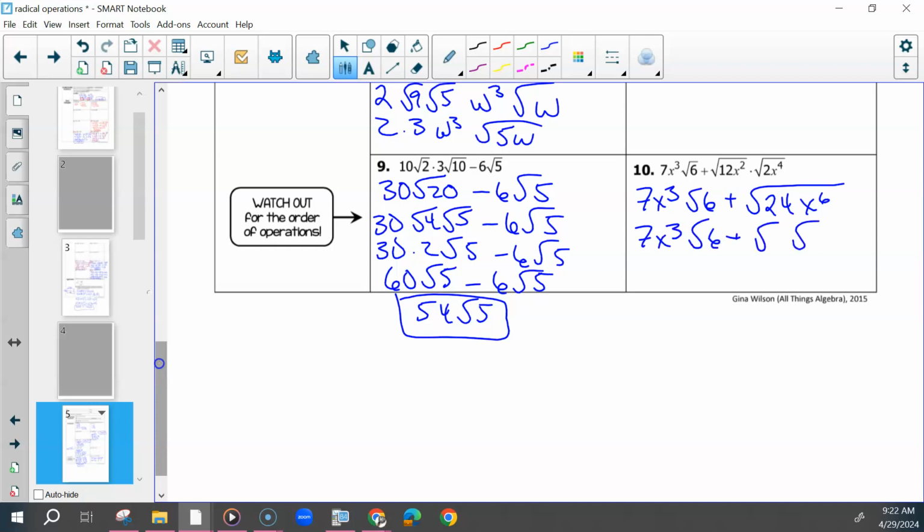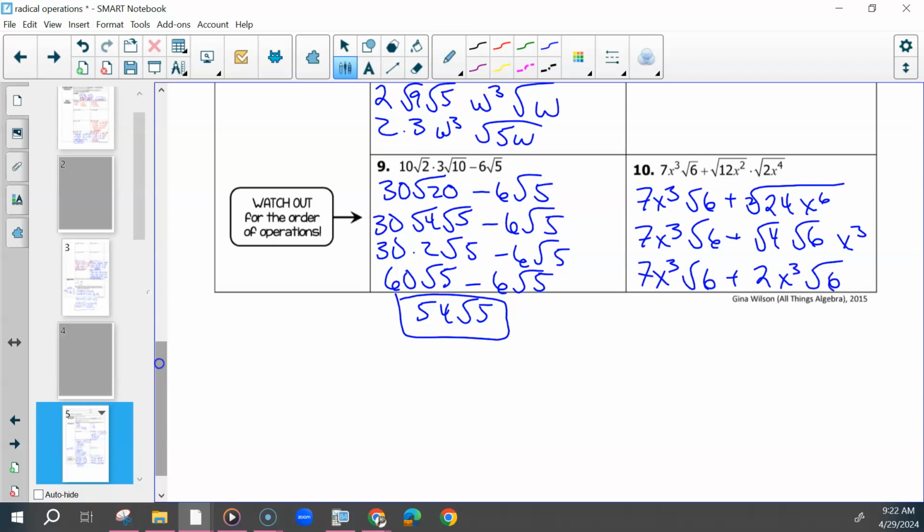Highest perfect square that goes into 24. 4 and 6. And 2 goes into 6 how many times? 3. So that would just be x to the 3rd, nothing left over. So we have 7x cubed times the square root of 6 plus 2x cubed times the square root of 6.